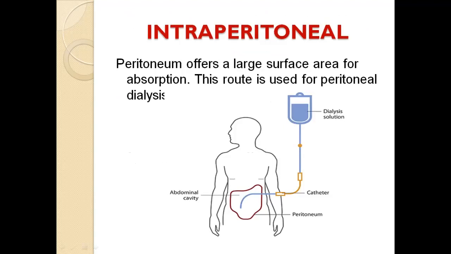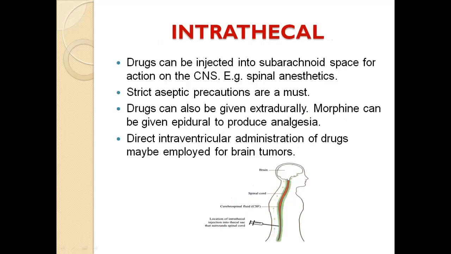Next, moving on to intraperitoneal. The peritoneum offers a large surface area for absorption. This route is used in case of peritoneal dialysis. Next, intrathecal. Drugs can be injected into the subarachnoid space for action on the central nervous system. The example is spinal anesthetics. Strict aseptic precautions are a must.